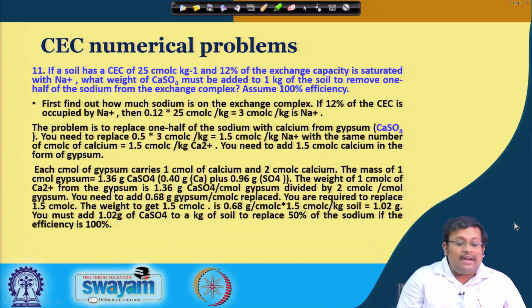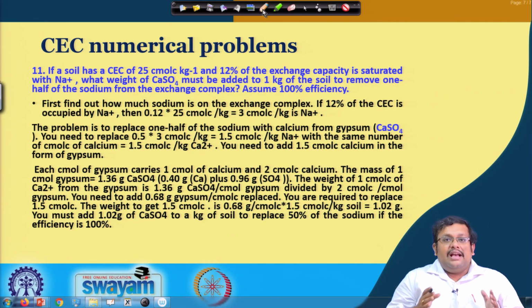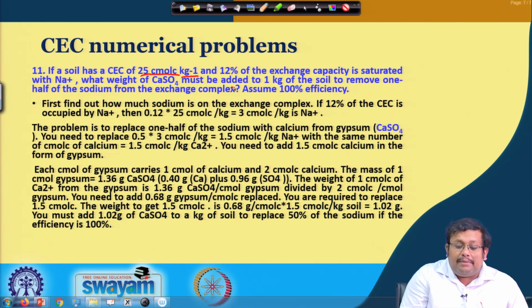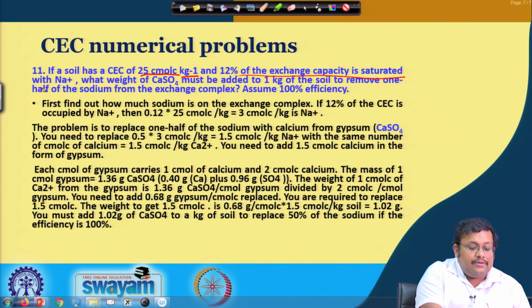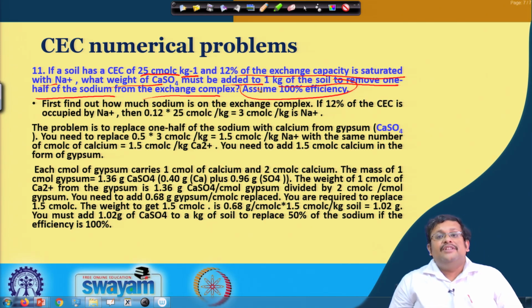So, let us move to our last question. The last question says that if a soil has a CEC of 25 centimolar charge per kg and 12% of the exchange capacity is saturated with sodium, what weight of calcium sulphate must be added to 1 kg of soil to remove 1/2 of the sodium from the exchange complex when we are assuming 100% efficiency.